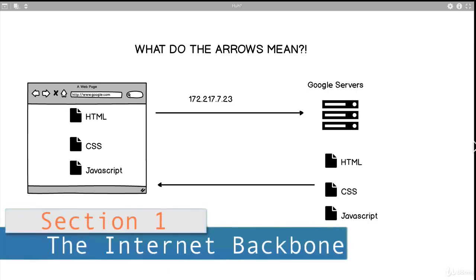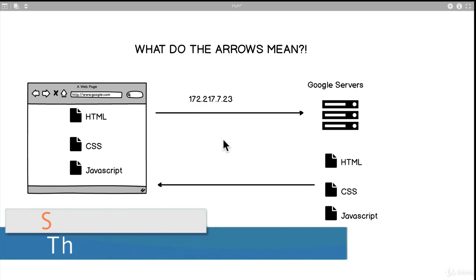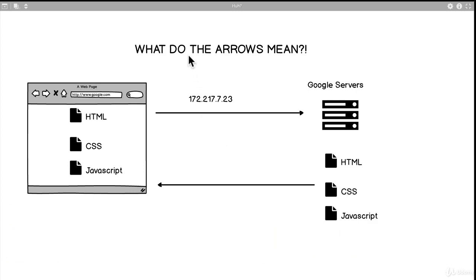So we recognize this because I've been talking about it for the last couple of lessons. But some of you may have had a question, which is, what do the arrows mean? I mean, it's kind of like magic, right? I just told you that we send off the IP address to the servers. The server responds with some files, but this is just magic. Like, what do these arrows mean? So we're going to talk about that in this lesson.